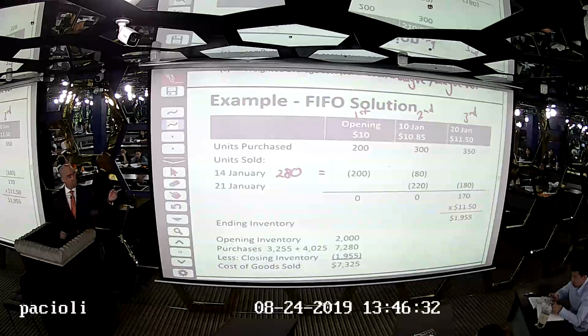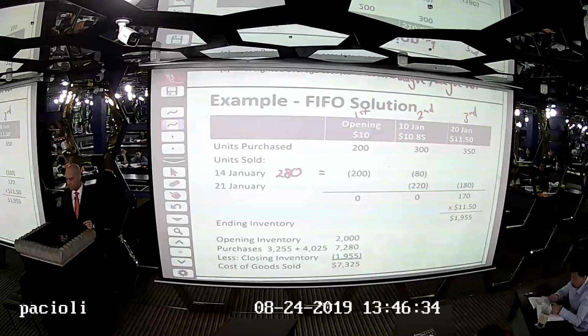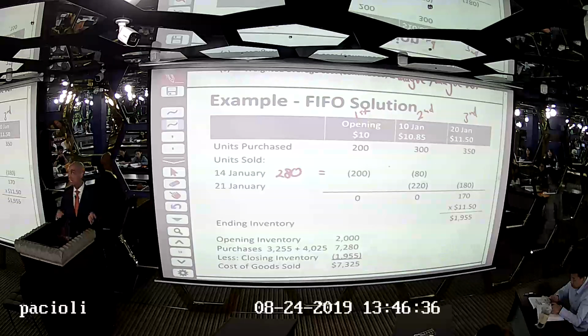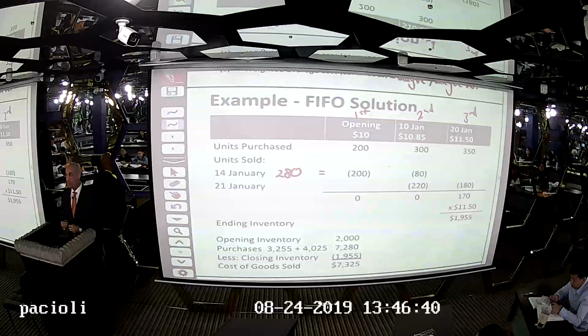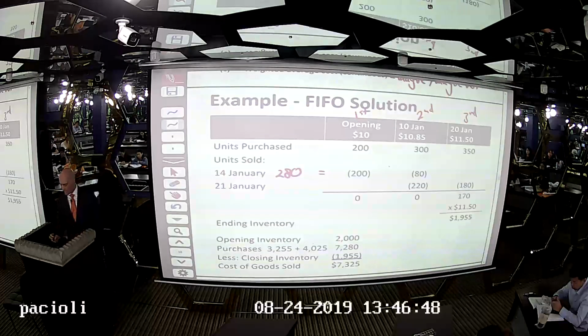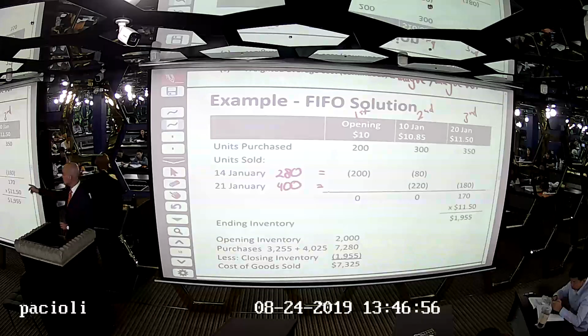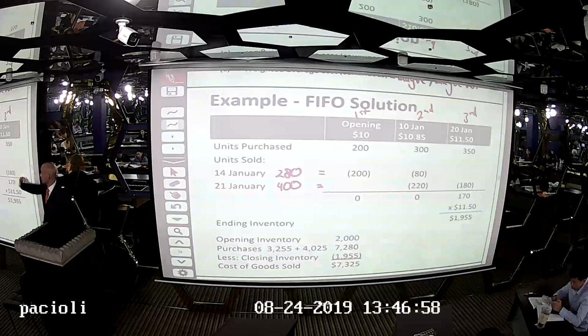So first we sell all of the 200. And then second, we sell the second inventory, of which we sell 80. So we sell the first inventory first and the second inventory second. And then on the next day, we sell 400. So we sell the second inventory second, and then we sell the third inventory last.